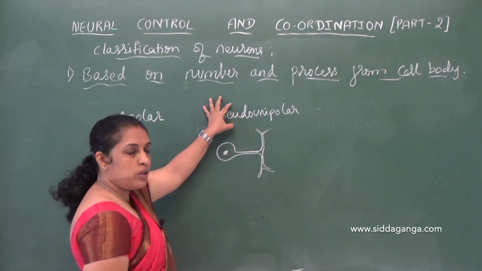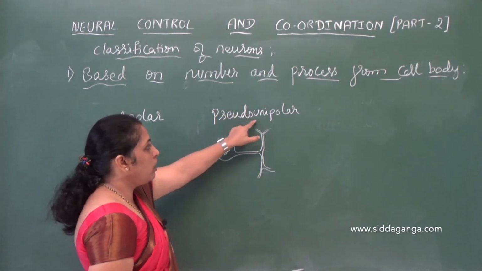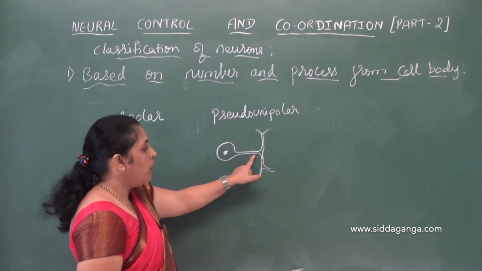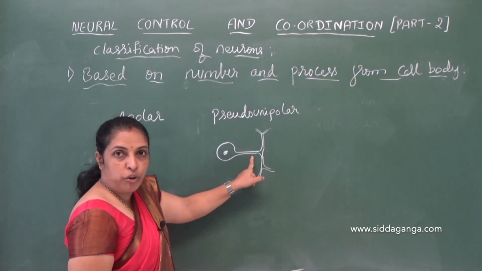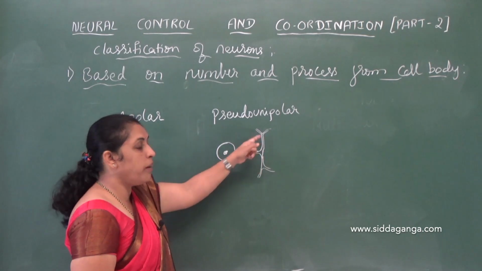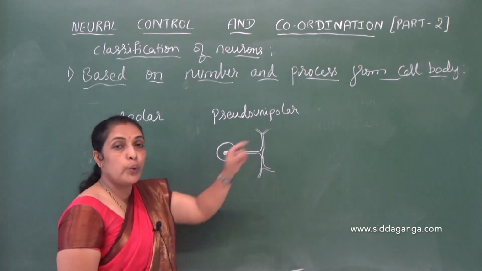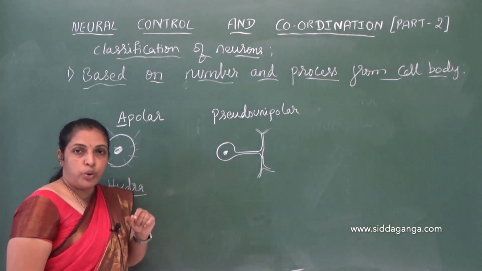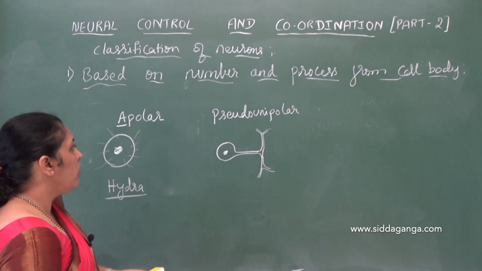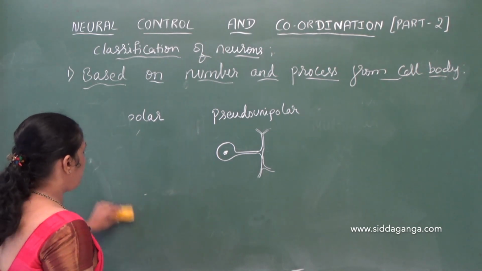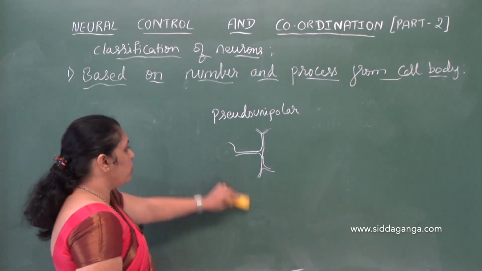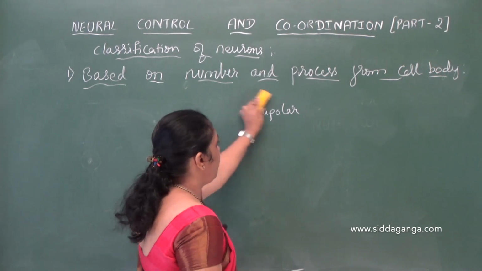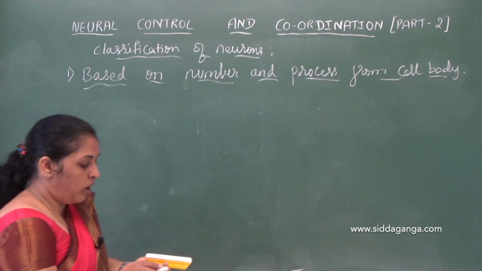Pseudo means false. One process arises from the cell body, but again it branches, so it is pseudo unipolar. This type of neurons we see in the dorsal root ganglia in the spinal cord. So, it is important to know about unipolar, bipolar, and multipolar.